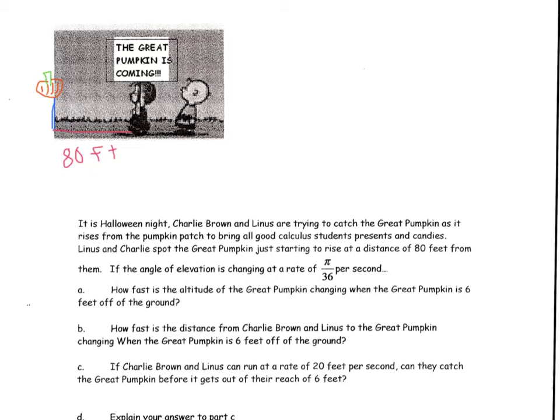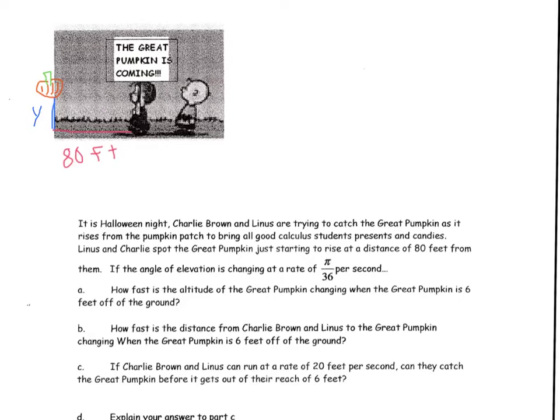In this problem, we have the great pumpkin, which I drew. It's not so great. It is rising from the ground away from Charlie Brown and Linus, and we know that the great pumpkin is 80 feet away from them. So since that distance is constant and doesn't change, I'm going to label it with 80 feet. However, I am going to label the height of the great pumpkin with a y, since the great pumpkin is rising off the ground, so that distance is constantly changing.